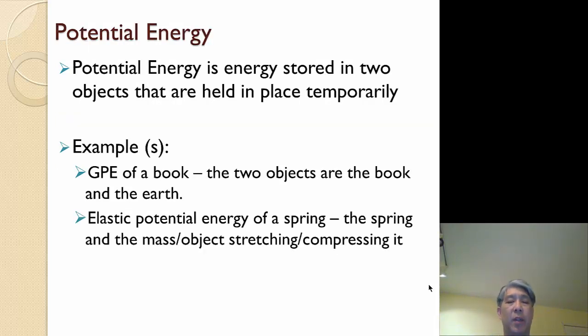Okay, first off, potential energy is energy stored whenever I have two objects that are held in place temporarily. Examples of this are a book that I hold above the earth. In this case, the two objects are the book and the earth. Or in the case of a spring, the elastic potential energy, as I stretch a spring, I'm storing energy in that spring, similar to a rubber band. So the two objects in this case are the spring and whatever I am stretching it with. In this case, it would be my hands.